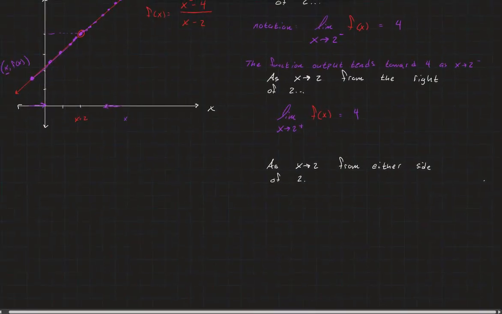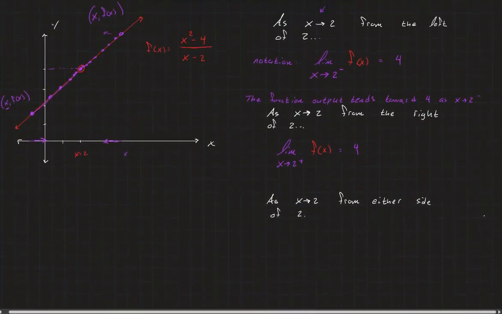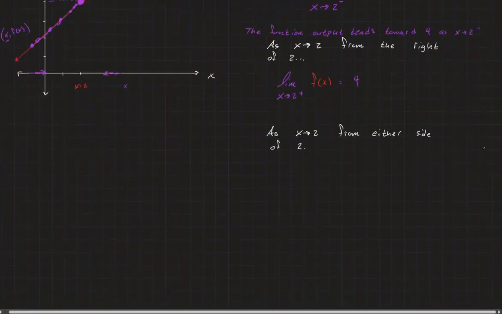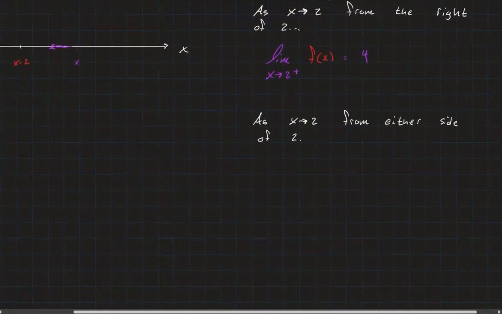Now what happens if we approach x from both sides? Well, it looks like if I approach 2 from both sides, these points are going to end up at the same place. Same place. So let me write it out for you.